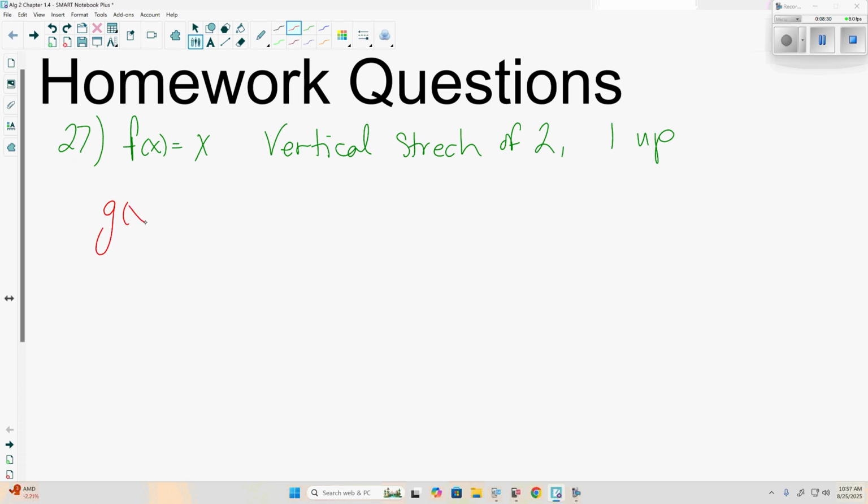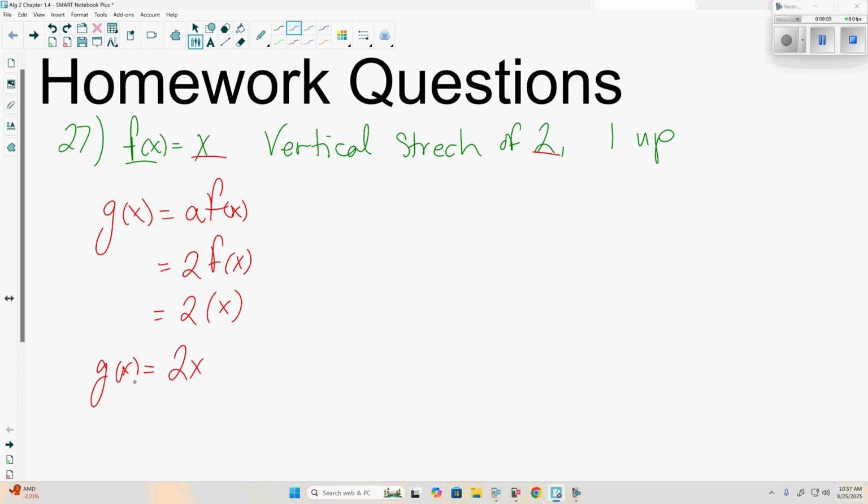Now vertical stretch is our a times f of x. Vertical stretch and shrink, we use the number exactly what it is for a. So they tell us that it's a vertical stretch of 2. It means our value of a is 2. Now at this point here, we can replace f of x with its function. Since it's still just f of x here, the other side is still x. At this point here, 2 times x is 2x.